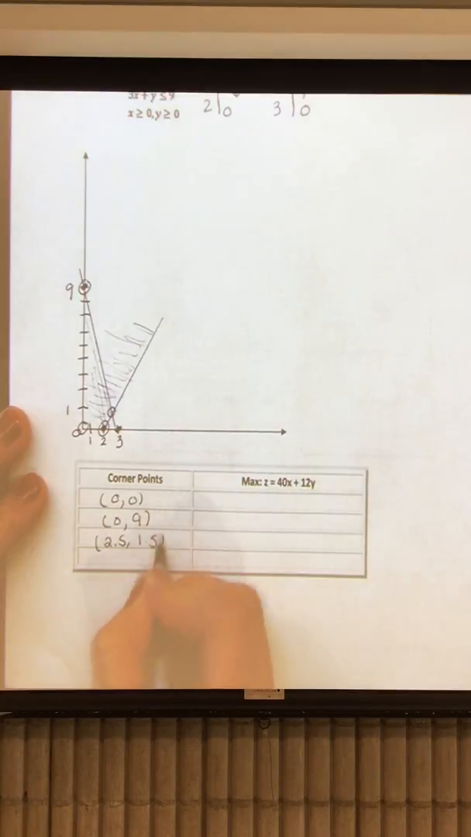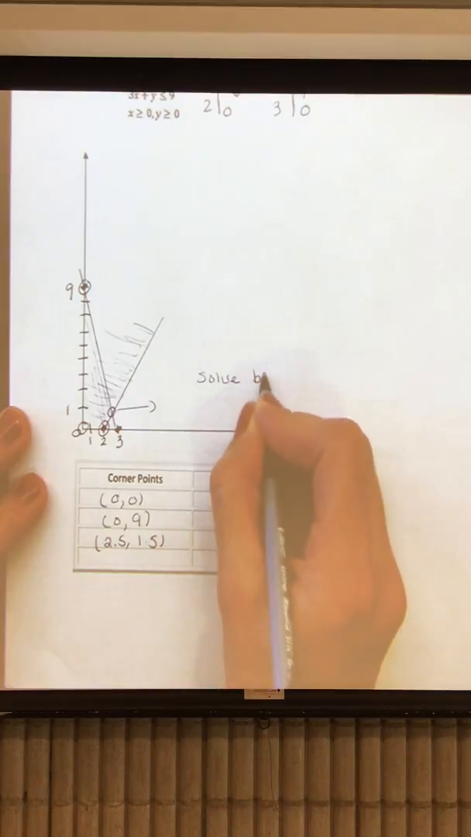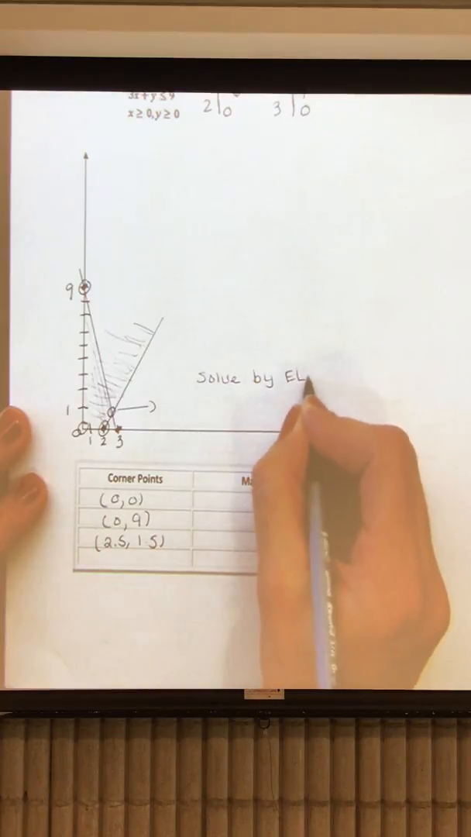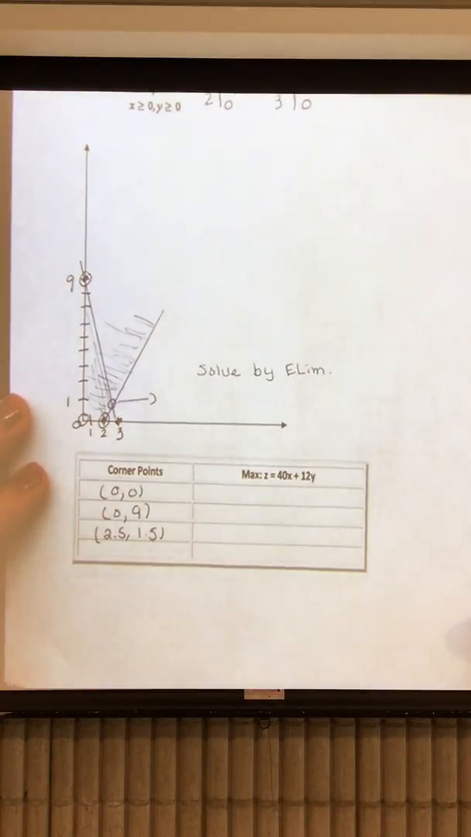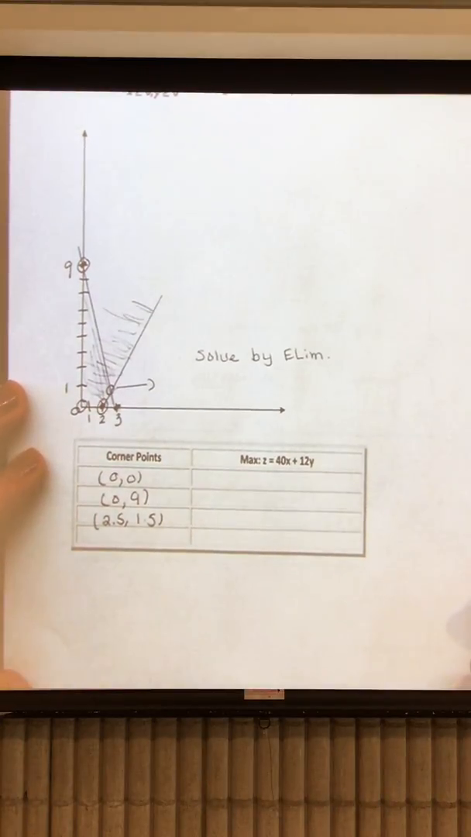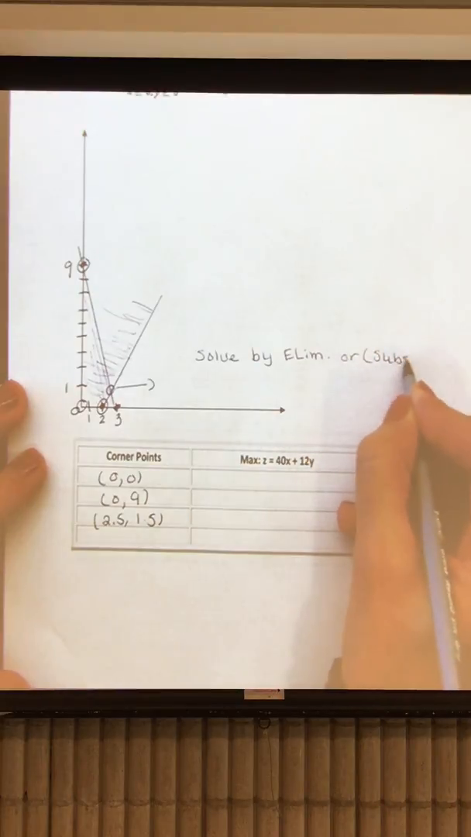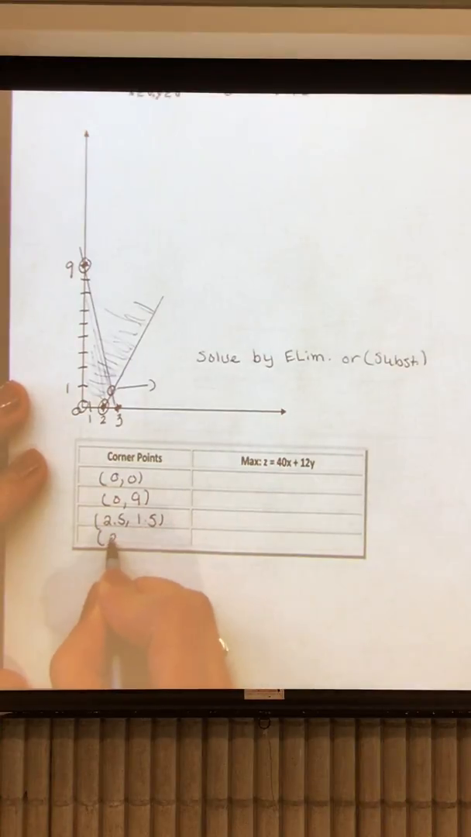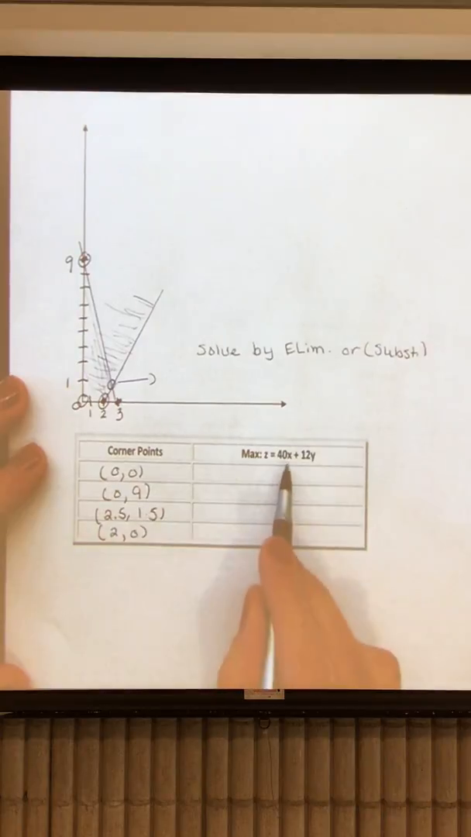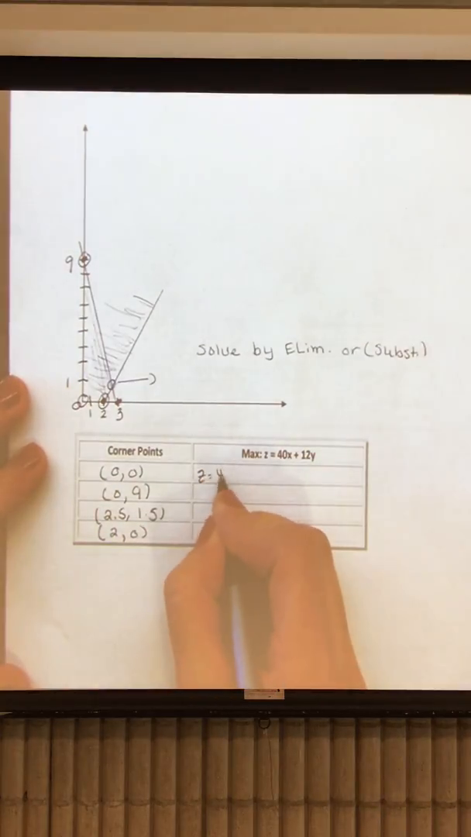And here we can solve this point by elimination, which is the addition method. So you can solve that point of intersection by either the elimination or the substitution method. And the last corner point is 2, 0. So now once we have our corners, let's substitute each point into our objective function.